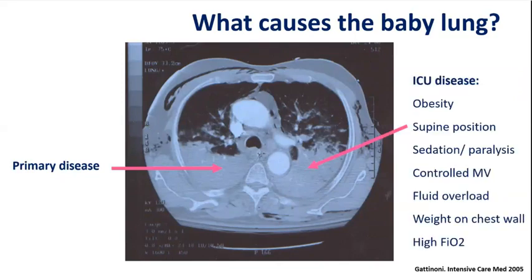But we have to admit that part of it is due to the ICU condition, because we have obese patients, as was well mentioned by Dr. Bera. These patients are in supine position. We use sedation, paralysis. We use controlled mechanical ventilation with no movement of the diaphragm. Fluid overload is very common in the ICU. Some patients have a weight on the chest wall, as was described by Professor Talmont, and we use high FiO2. And all of these factors combined increase the risk of lung collapse.